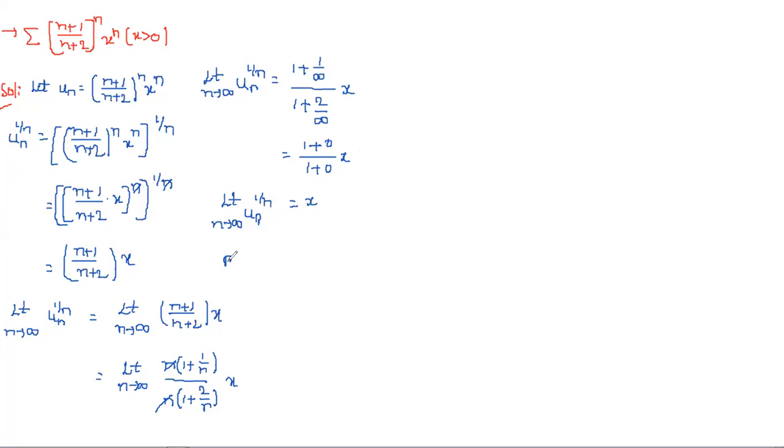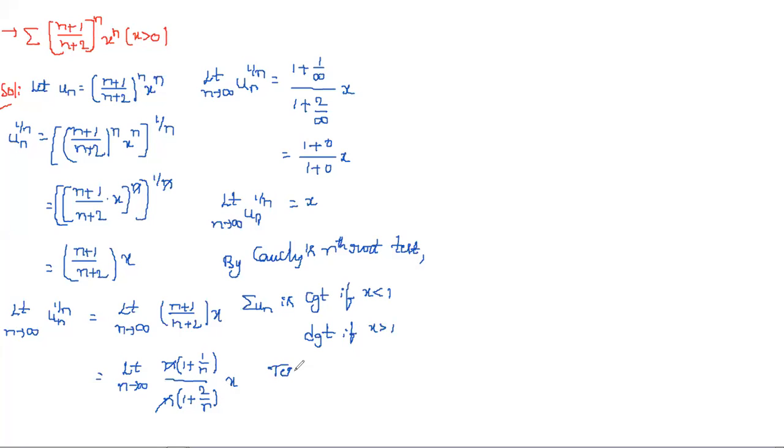So for that, simply we can write, by Cauchy's nth root test, summation u_n is convergent if x less than 1 as per the statement, and divergent if x greater than 1. The test fails if x is equal to 1.